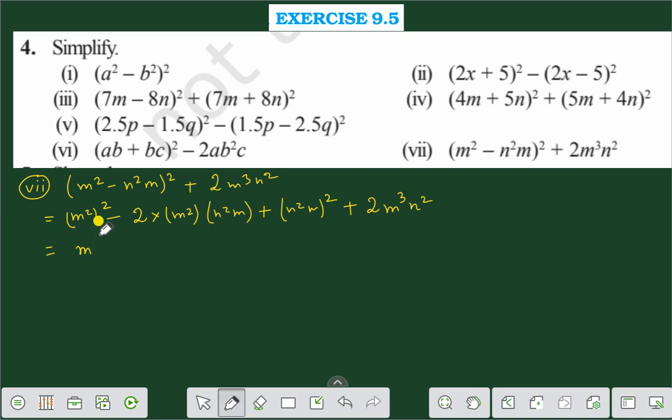Therefore, we are getting m to the power 4 minus 2 m cube n square plus n to the power 4 m square plus 2 m cube n square. You see, plus 2 m cube n square will cut with minus 2 m cube n square. Therefore, we are getting m to the power 4 plus n to the power 4 m square. This is the answer of question number 7.